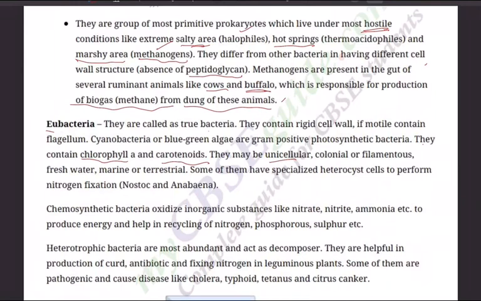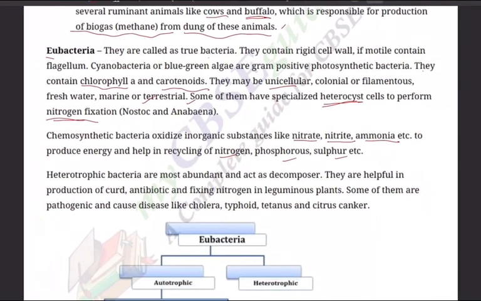Freshwater, marine, terrestrial. That's why we said omnipresent. They are present everywhere. Some of them have specialized heterocyst cells to perform nitrogen fixation. In that heterocyst, there will be special structure and they are responsible for nitrogen fixation. Example, Nostoc and Anabaena. And chemosynthetic bacteria oxidize inorganic substances like nitrate, nitrite, and ammonia to produce energy and help in recycling of nitrogen, phosphorus, sulfur. So that is chemosynthetic.